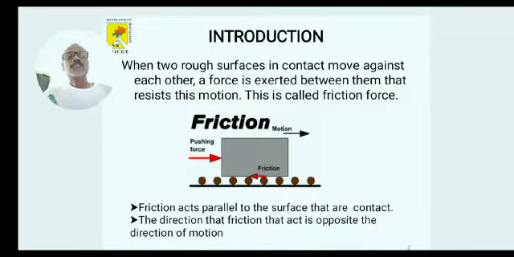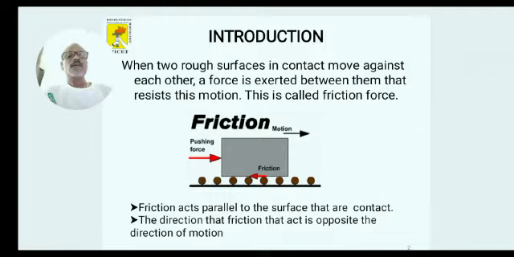When two rough surfaces in contact move against each other, a force is exerted between them that resists this motion. This resisting force is called the friction force. Friction always acts parallel to the surface of contact, in the direction opposite to the direction of motion. Here a small example is given.